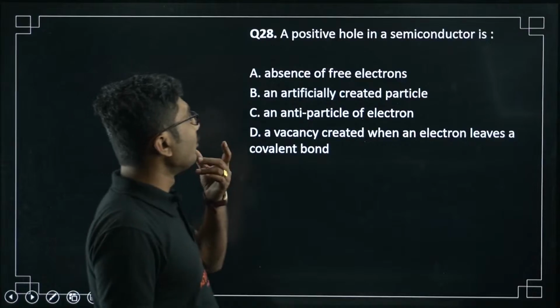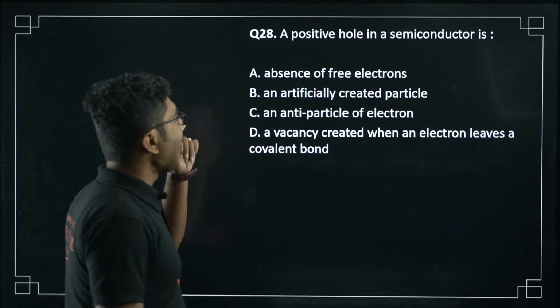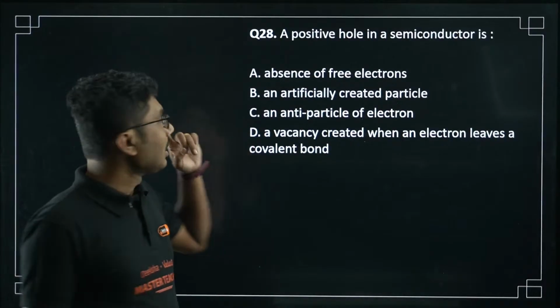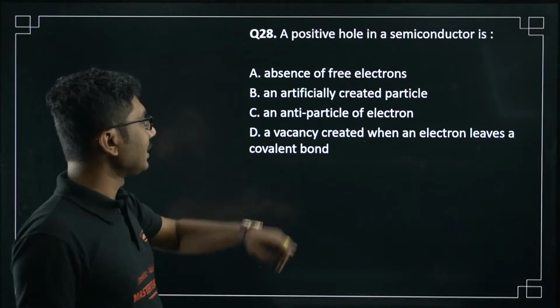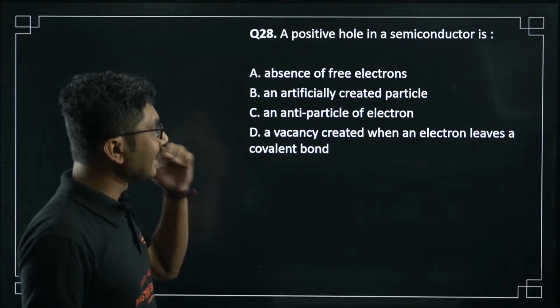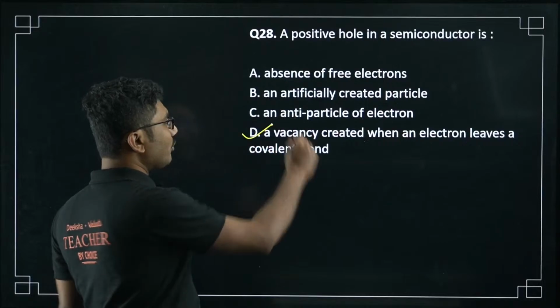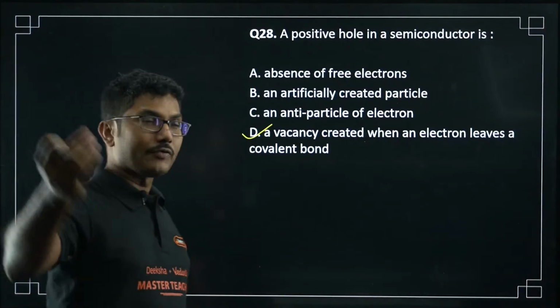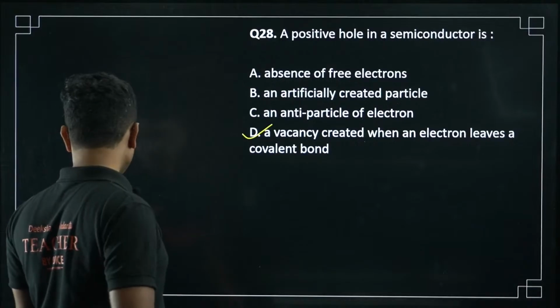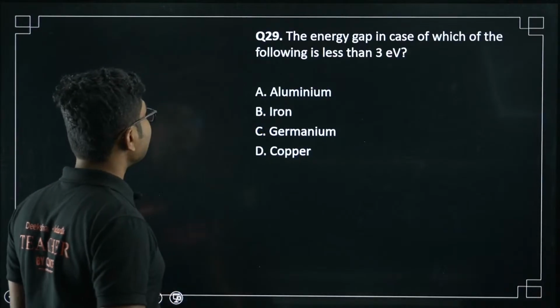A positive hole in a semiconductor is the absence of free electrons, an artificially created particle, an antiparticle of electron, or a vacancy created when an electron leaves the covalent bond. We all know the vacancy created by an electron coming out of a covalent bond is called a hole. So definitely option D is the correct answer.